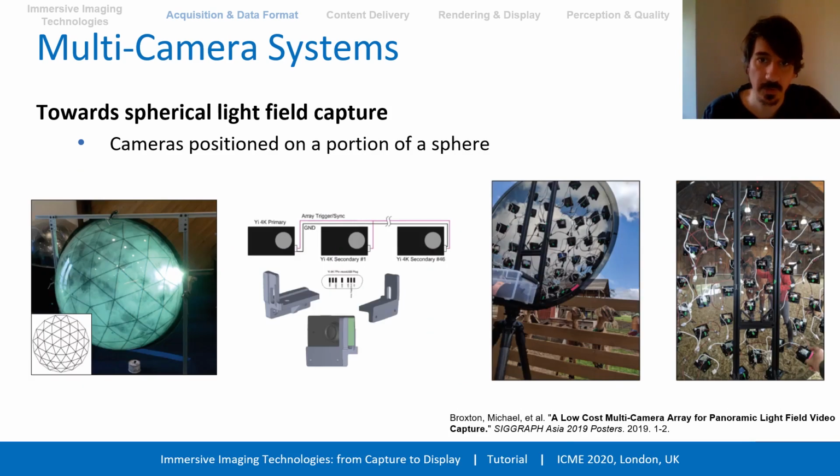This is a follow-up work from Google, which is still aiming at spherical light field capture for VR, but here they have settled for a different trade-off. So they are not capturing the full sphere, but instead they have cameras mounted on a portion of a sphere, which is physically translucent, so the camera can see through. And with such systems, they are able to capture videos.